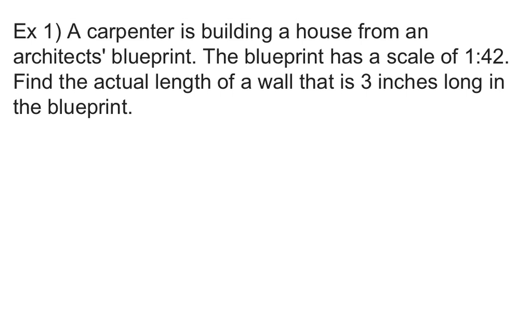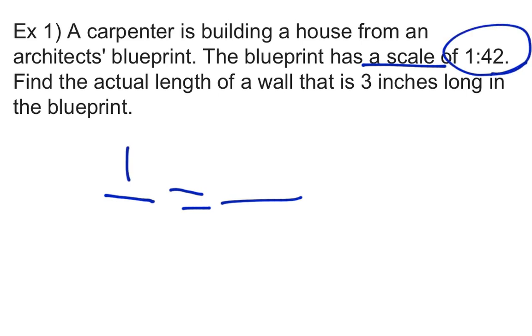Scale drawings are just setting up proportions. So I can start by making my lines there. And just like when we were setting up proportions before, we always have to start by finding some type of ratio. In this case, they're going to tell us the scale. The blueprint has a scale of 1 to 42. Now, they didn't tell us what 1 and 42 are. Are they 1 inch to 42 inches? Is it 1 mile to 42 miles? This is what we call writing a ratio without units.